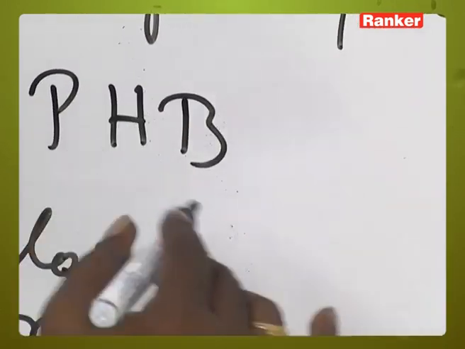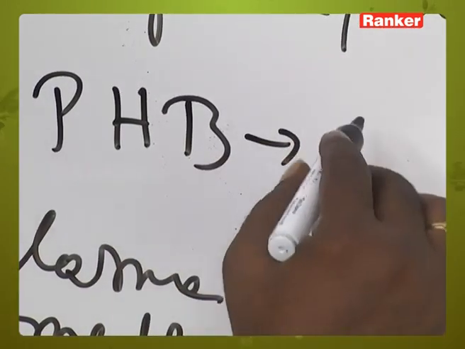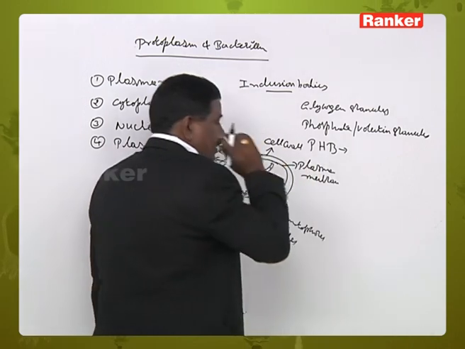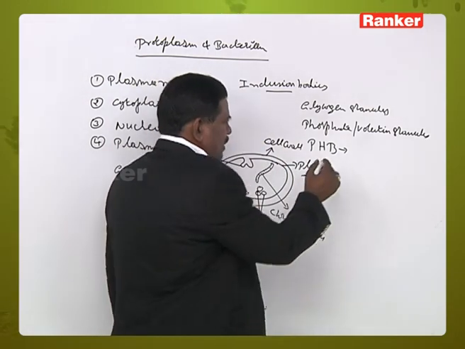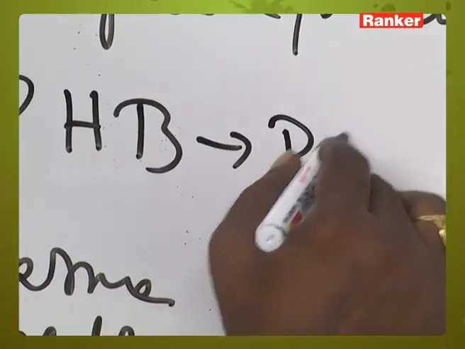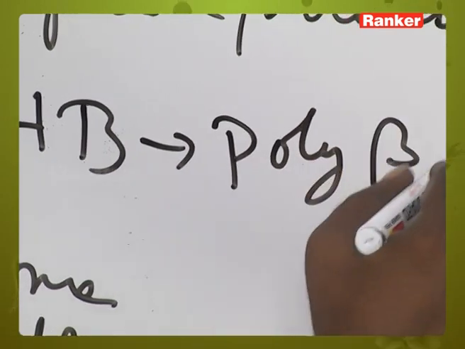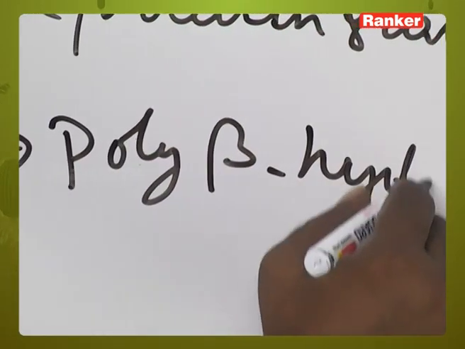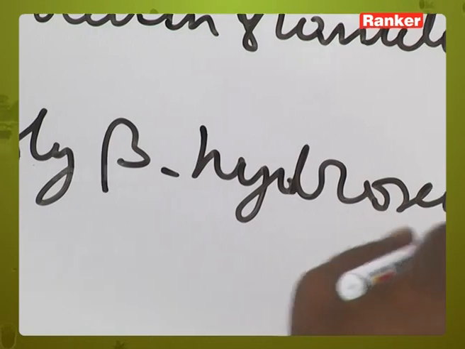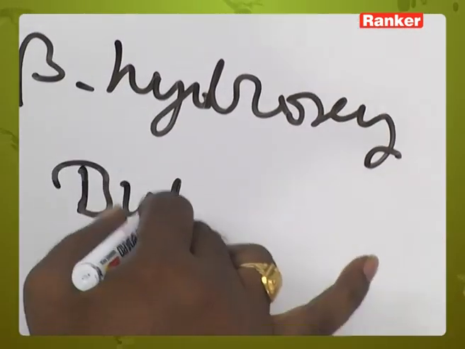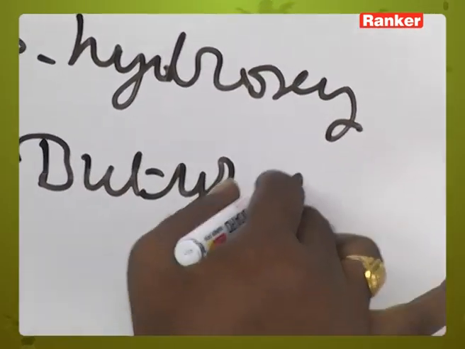PHB. It is the abbreviated form of PHB: poly, beta, hydroxy, butyrate.